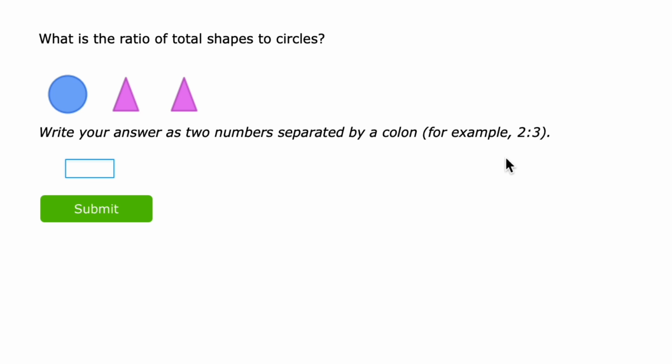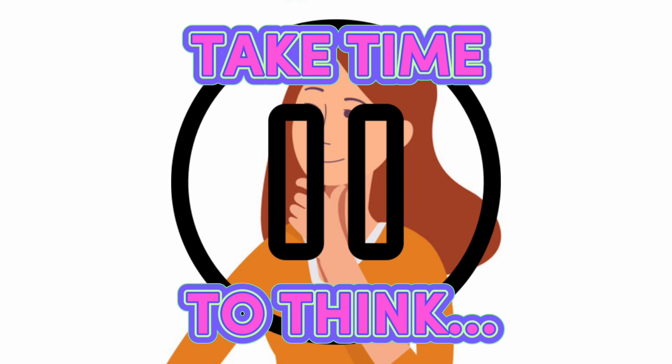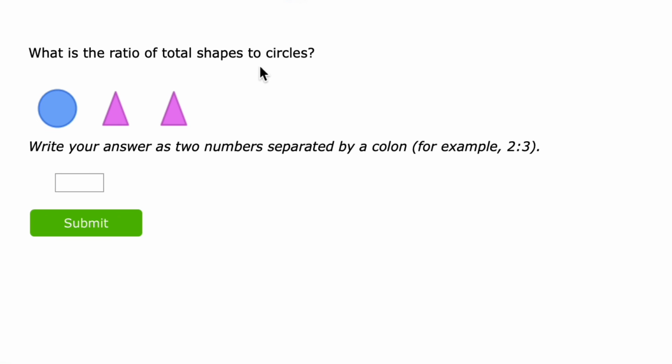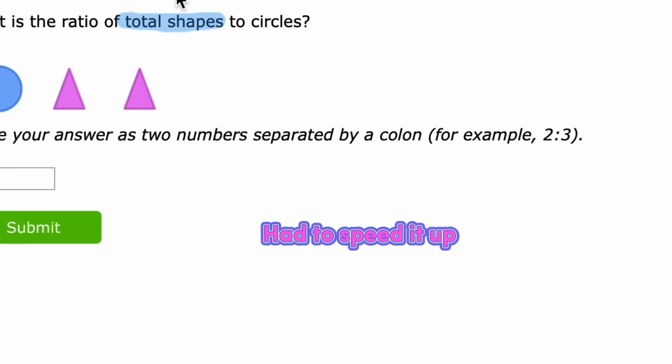Submit. All right, guys, this is the last one. What is the ratio of total shapes to circles? This one is a little easier, that's why it's the last one. What are the two key words and the two key shapes in this question? Pause the video so you can think about it. You guessed it: total shapes and circles. Total shapes goes first because it asked us the ratio of total shapes first, and then we do circles.